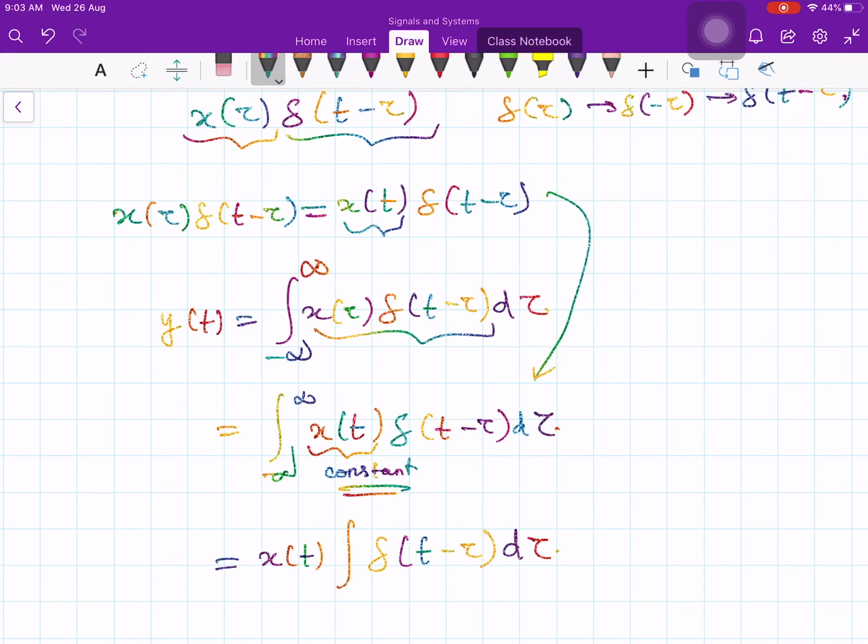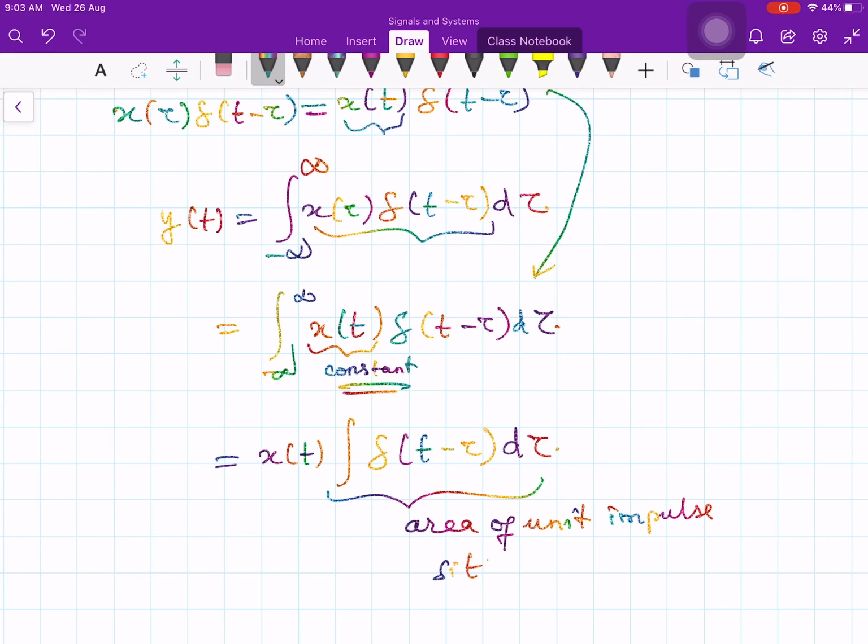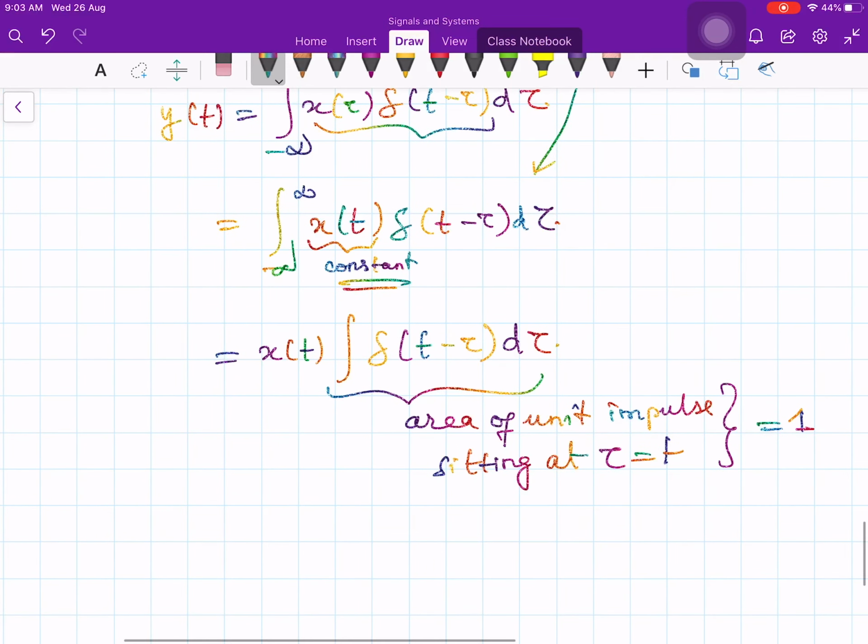Now what is this? This is the area of a unit impulse sitting where tau is equal to t. So what is the area? As per the definition, the whole integration is equal to 1. Therefore y of t is x of t. So the integration gives the area of x of t times del of t minus tau, which is again x of t itself.